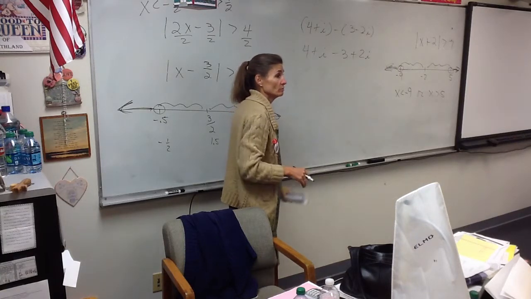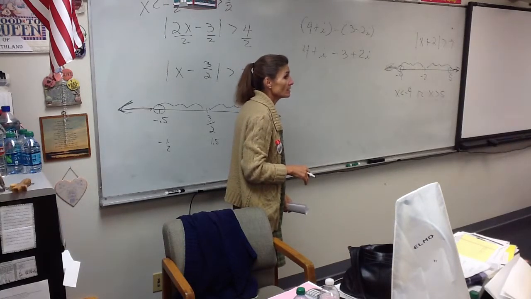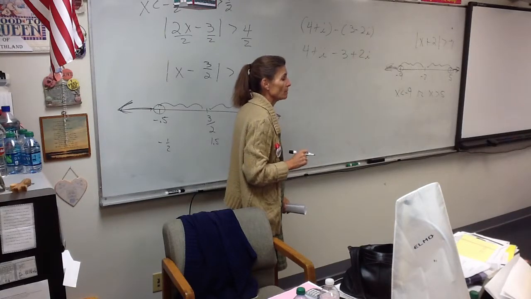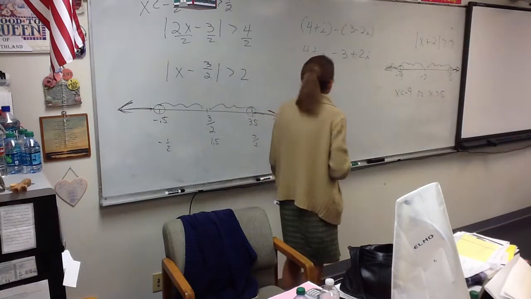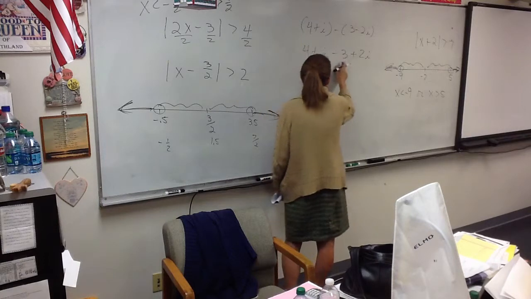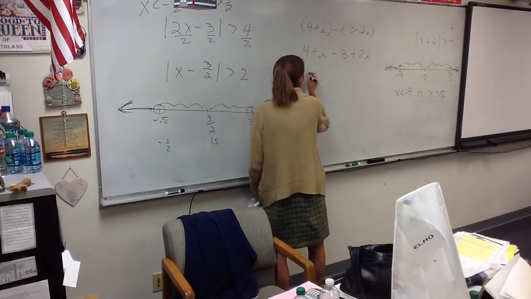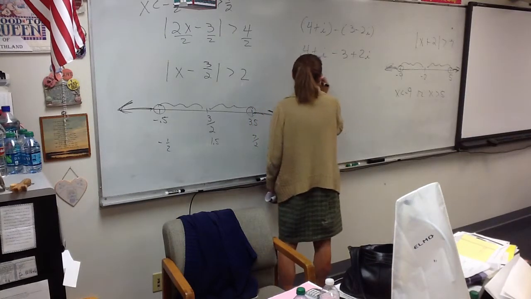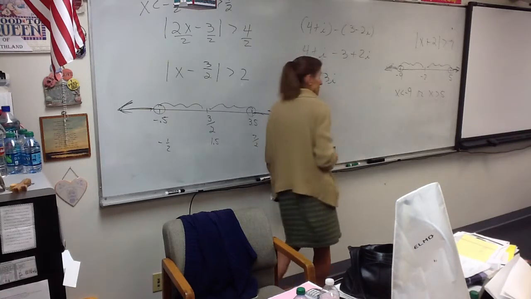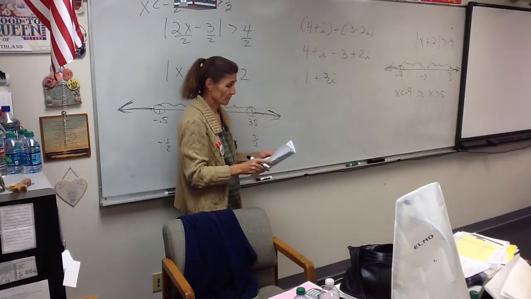And then what do I do? I just collect like terms. This is an addition problem. I'm not multiplying here, I'm adding. So I'm just going to add like terms. So what's 4 minus 3? 1. What's i plus 2i? 3i. And there it is. That's all there is to it.